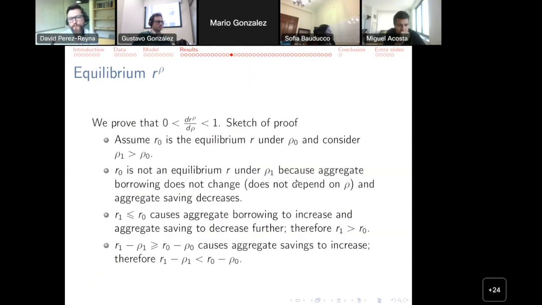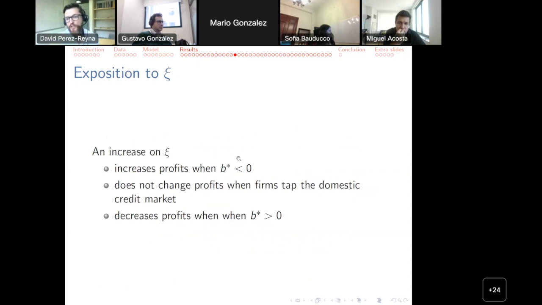So, okay, this would be a sketch of the proof of precisely why it's going to be more expensive both to save and to borrow domestically. But let me just skip that.